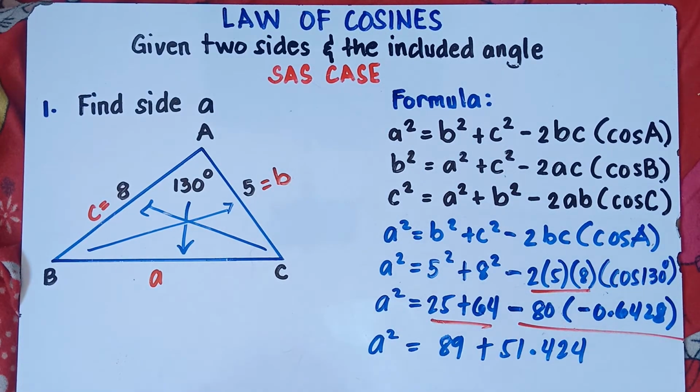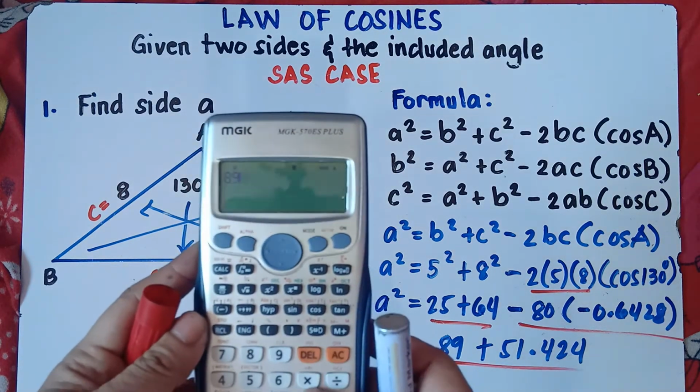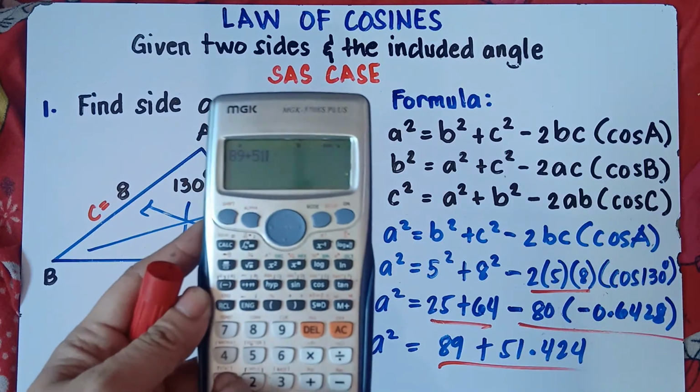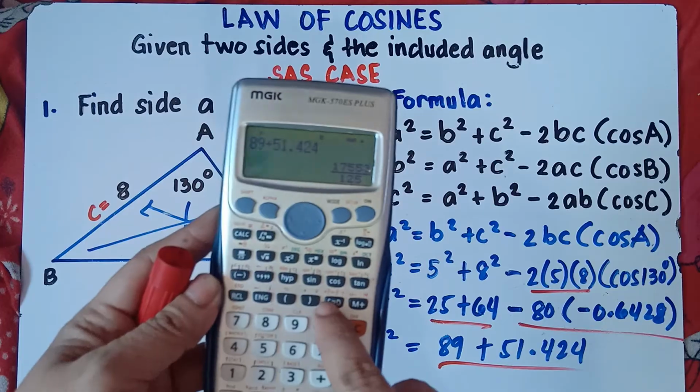Once again, combine 25 plus 64, that's 89. Then you multiply negative 80 times negative 0.6428, and you will have 51.424. That would be positive. Negative times negative is positive. Then you add this one. So 89 plus 51.424.